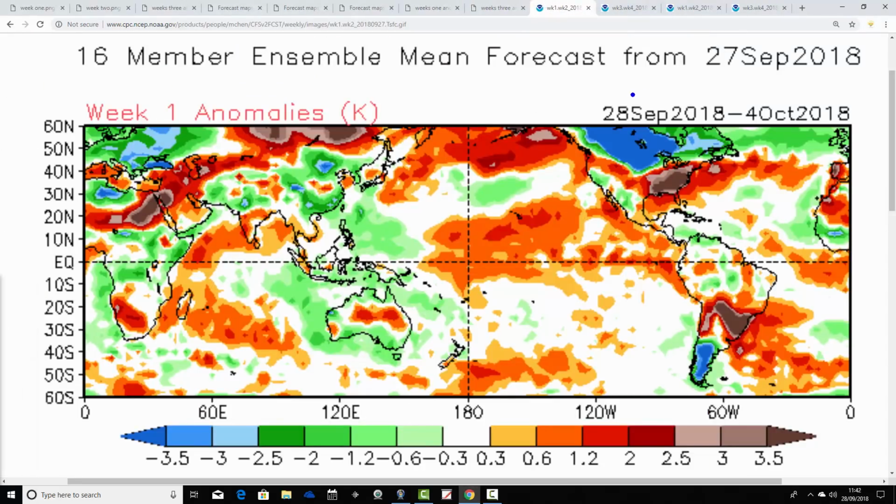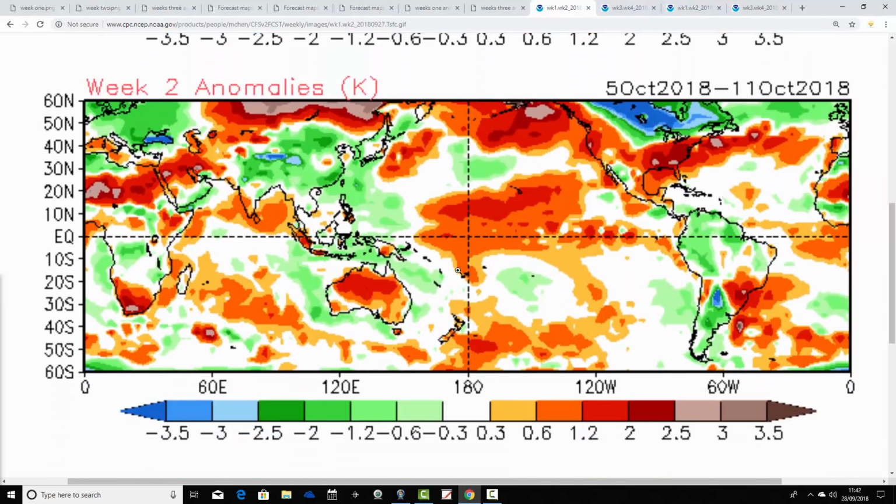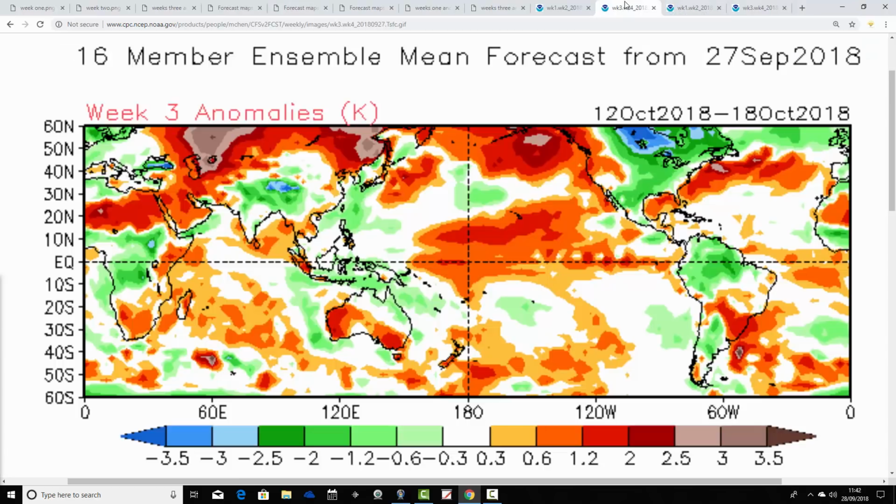Temperature anomalies for the week ahead from the 28th of September to 4th of October are forecast to be cooler than average for the UK, and most parts of Europe are coming out cooler than average in the week ahead as well. Week 2, which is the 5th through to the 11th of October, is also forecast to be on the cooler than average side. Week 3, which is the 12th to the 18th of October, is also coming out cooler than average. So this is a very cool October being seen here.